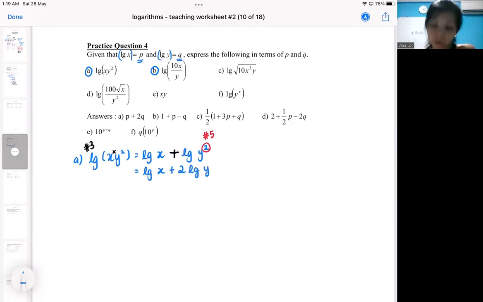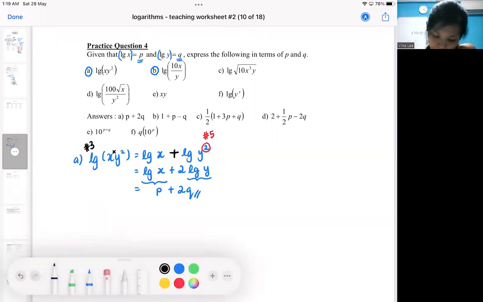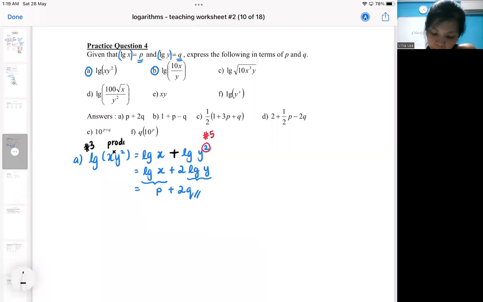So if you manage to do this, that will be the P that I'm interested in. That will be the Q that I'm interested in. So this one is about working backwards of the logarithm rule. You recognize that it's a log of a product. So the logarithm of a product can split into 1 log plus 1 log.